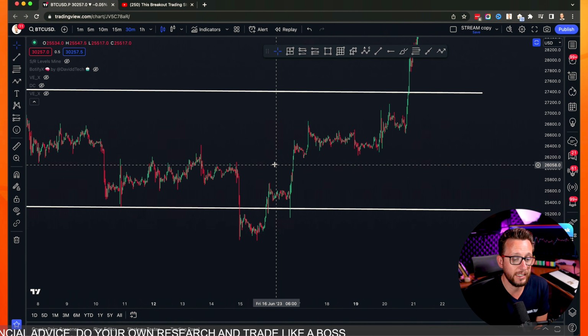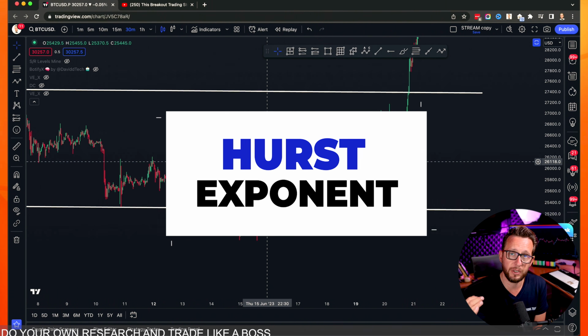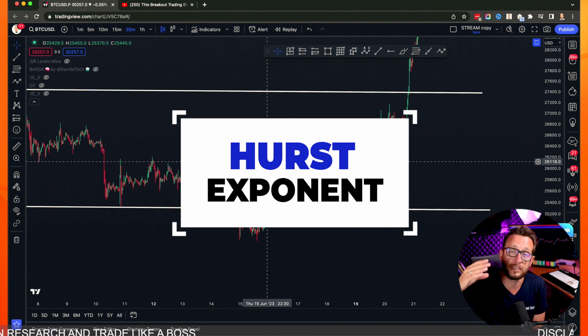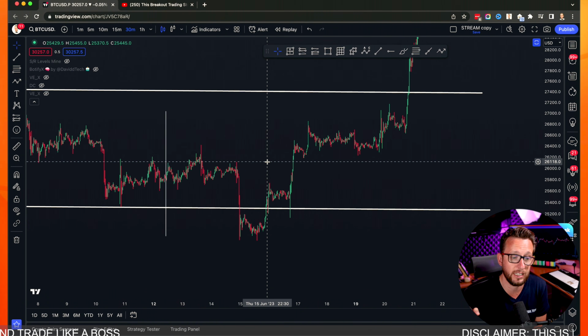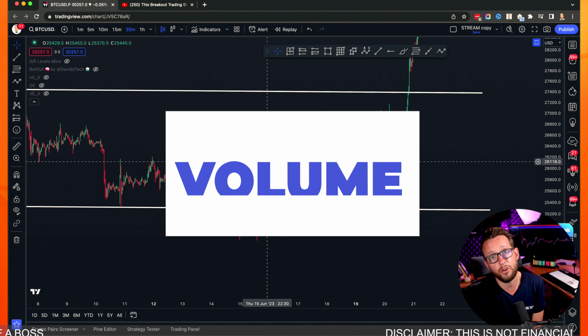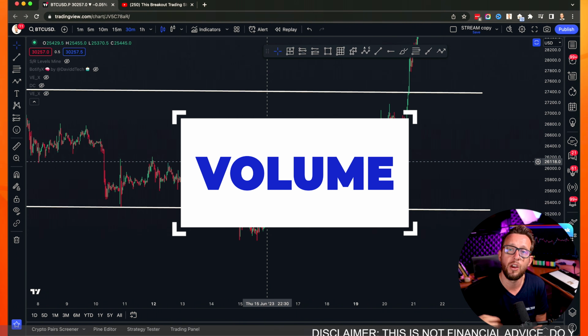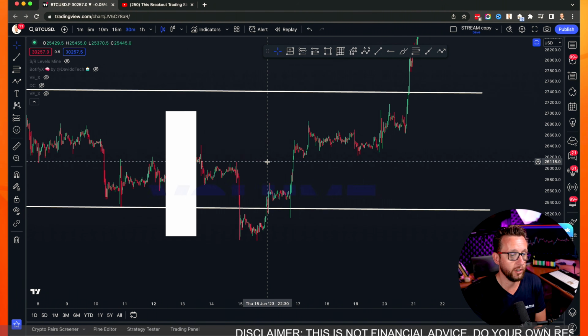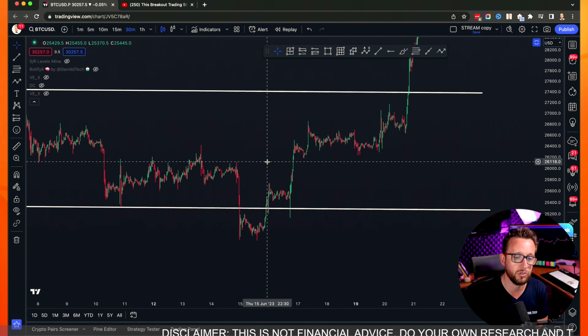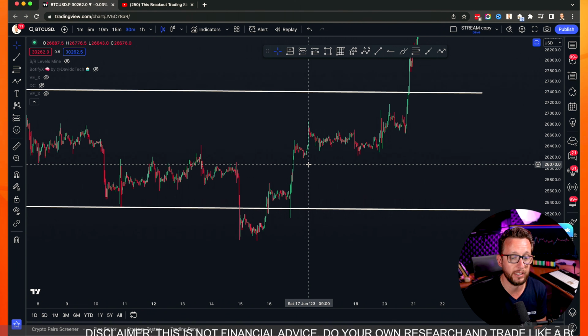We're going to be using indicators like the Hurst exponent to detect whether the market is either trending or in a consolidation period. And then we're going to be using volume and things like that to actually detect whether or not we're going to be taking our trade. So I'm going to now add the indicators to the chart and I'm going to explain everything to you now.